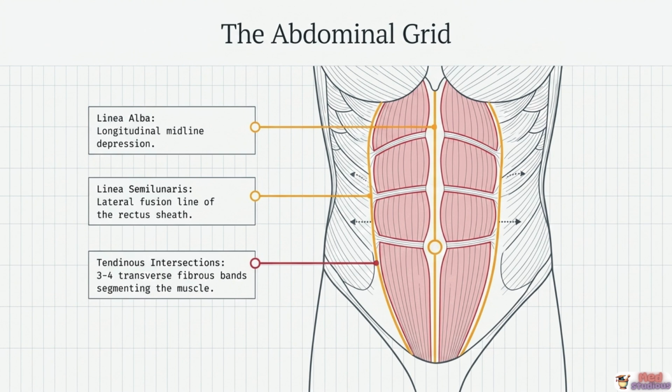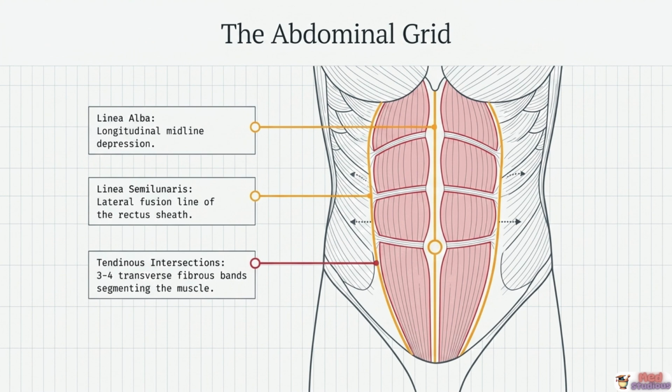On either side of the linea alba, the linea semilunaris marks the lateral fusion line of the rectus sheath, the curved vertical line where the lateral abdominal muscle aponeuroses wrap around the rectus abdominis. This line curves gently outward and defines the outer border of the six-pack.